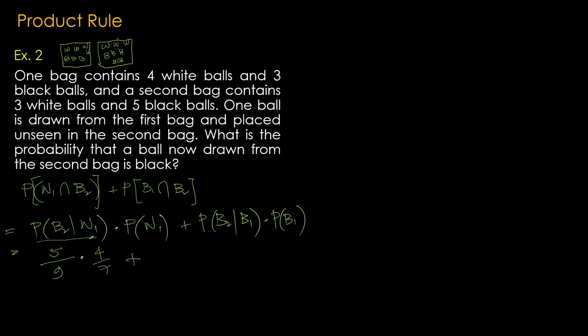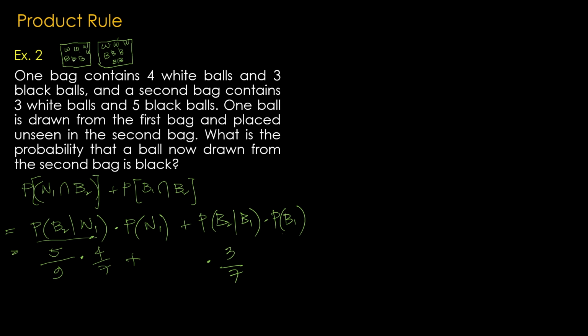Let's erase this one so we don't get confused. The probability of drawing a black ball in the first bag would be 3/7, multiplied by the probability of drawing a black ball in the second bag given that you've drawn a black ball in the first bag.